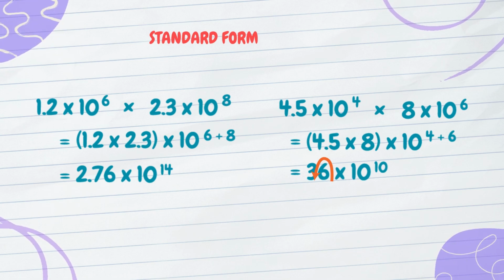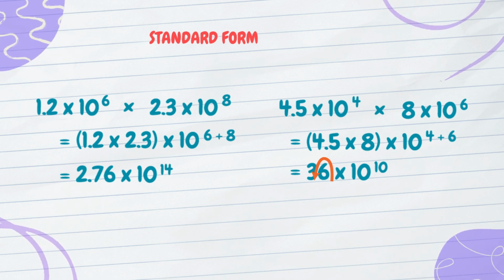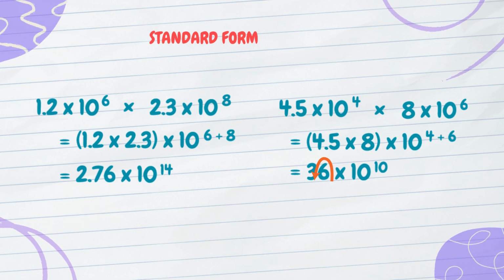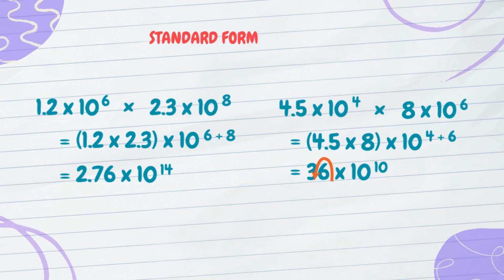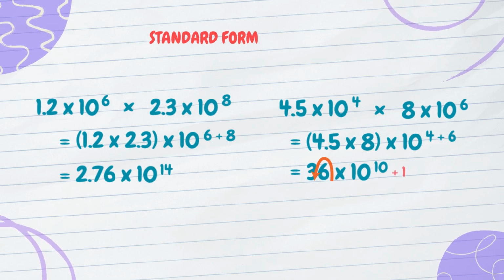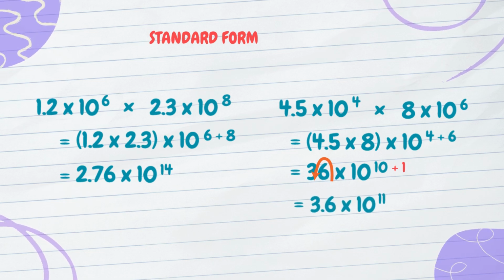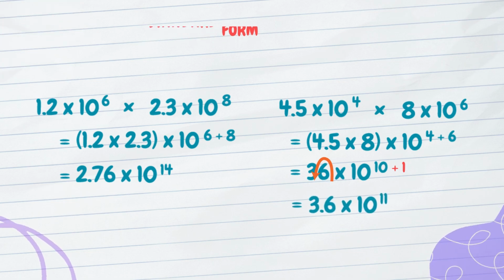The power changes based on the number of moves. If the point moves to the left, add the number of movements to the power. If the point moves to the right, subtract the number of movements from the power. In this case, the point moves one step to the left, so we add 1 to the power. Then the final solution is 3.6 times 10 to power 11.